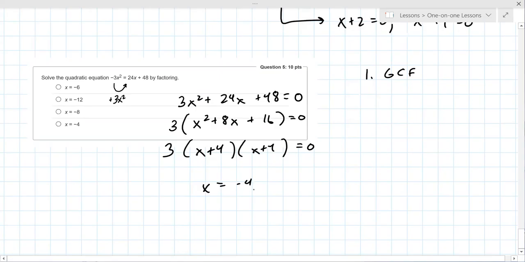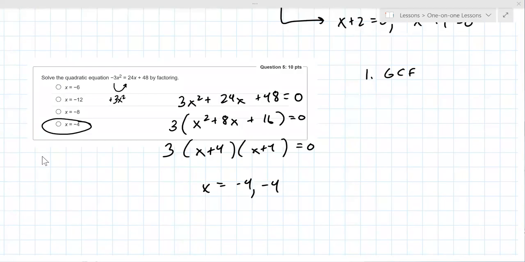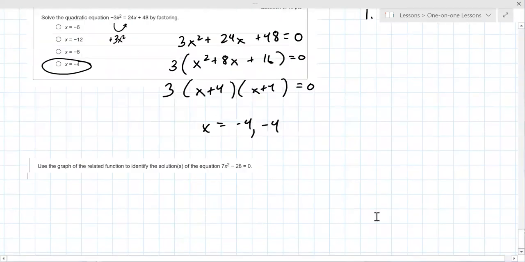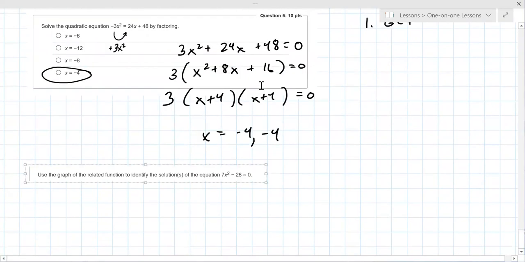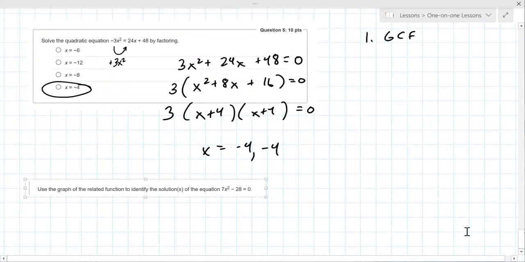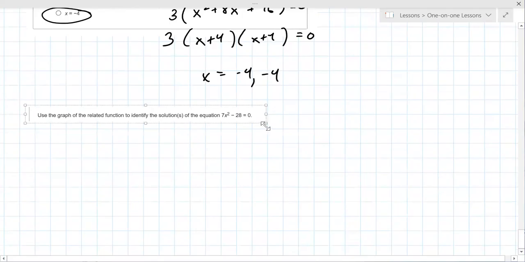So it's negative four, but it's negative four twice. Yes. Okay, so I agree. It's that one down there. You should never give me an answer that isn't on the assignment. You should see what you did wrong, though. You ought to say, okay, I did something wrong, let me check my work here. That doesn't seem right. I accidentally put a negative in front of the 24.